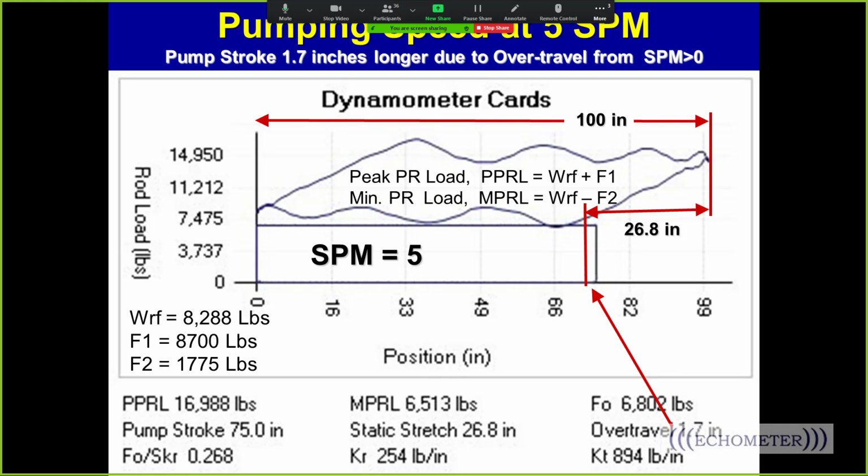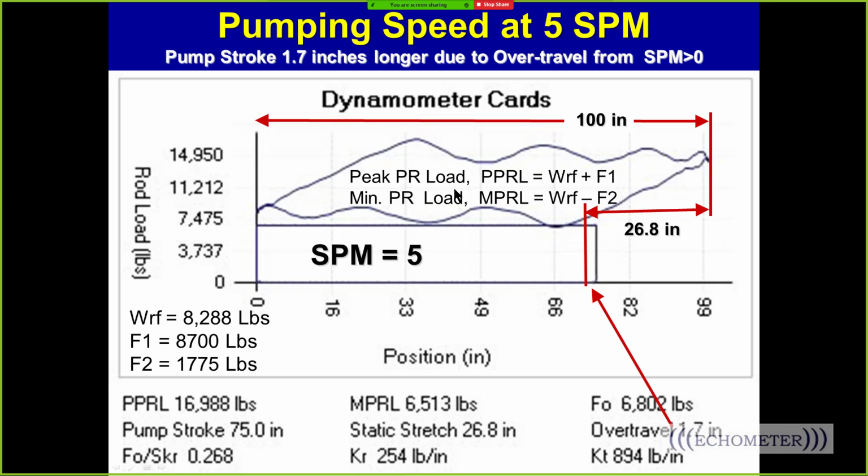So now we're pumping 5 strokes a minute, and we still have the same fluid load, and we still lose the same 26.8 inches due to the fluid load being picked up in the rod stretching. So the surface stroke is still 100 inches, and we still lose 26.8 inches due to static stretch. But since we are pumping faster than 0 strokes a minute, we're pumping 5 strokes a minute, we get back 1.7 inches of over travel.